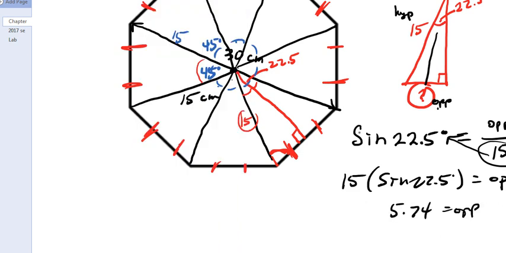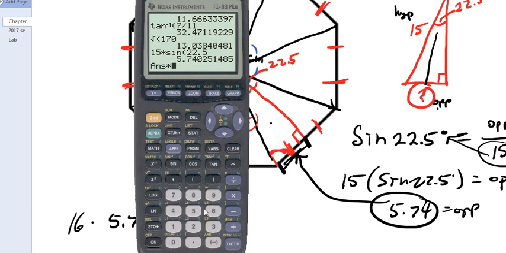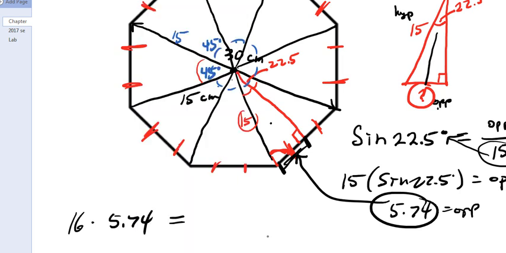All right, so that's this part right here. This length from there to there. And so as we said, there are 16 of these little right triangles. So if we do 16 times 5.74, that will equal 91.8. 91.8, and that's going to be centimeters.